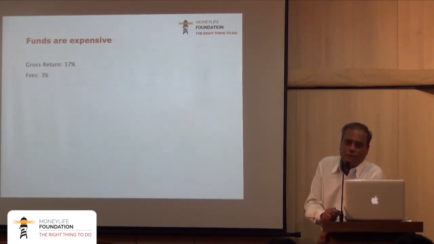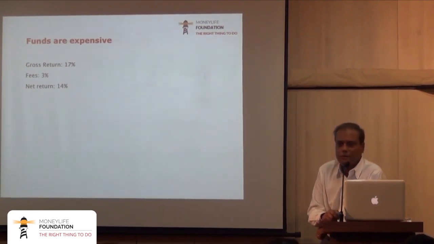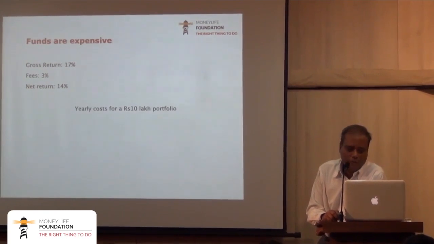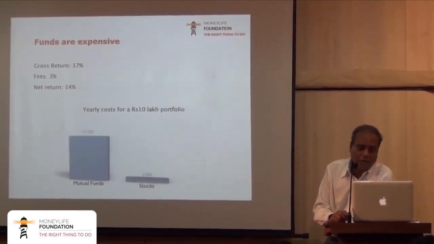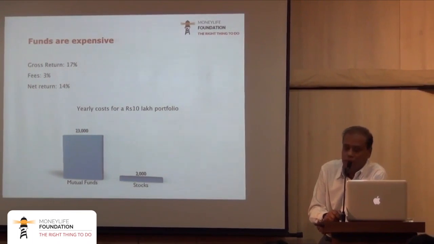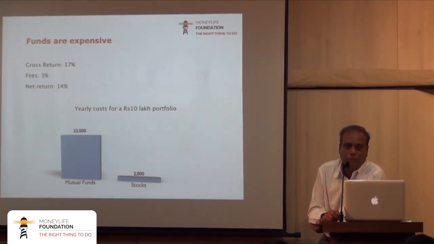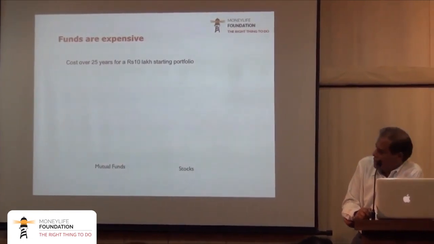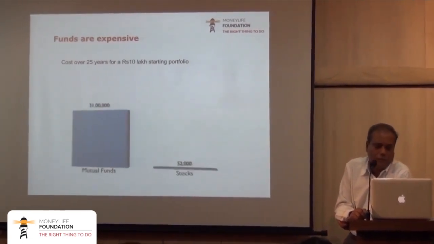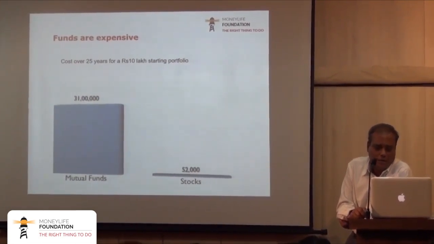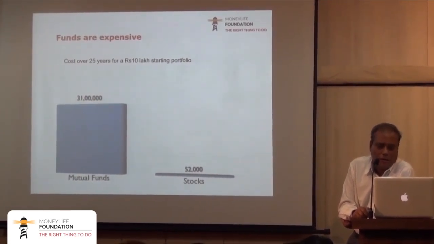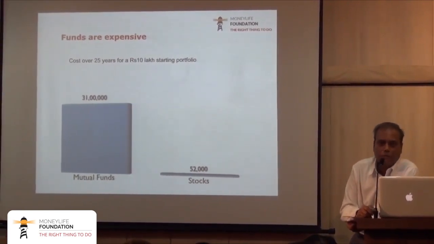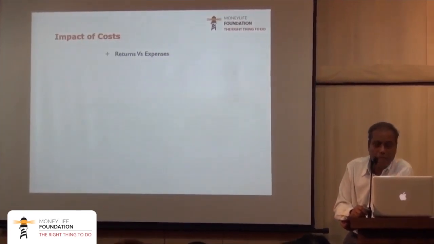Now, where do the funds become expensive? Gross return is about 17%. Let's say fees are about 3% or so, and net return is about 14%. Now, this is a yearly cost of a 10 lakh portfolio: 23,000 and 2,000. All right. If you take this same story over a 25-year period, 31 lakhs goes in mutual funds and only 52,000 in stocks. Impact of cost.